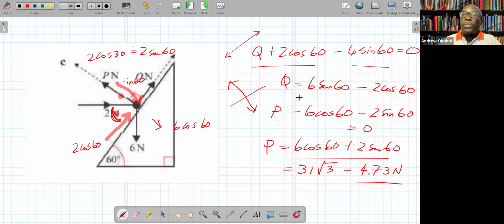Let's get the one for Q. So 6 sine 60 minus 2 cos 60. I get 4.20.